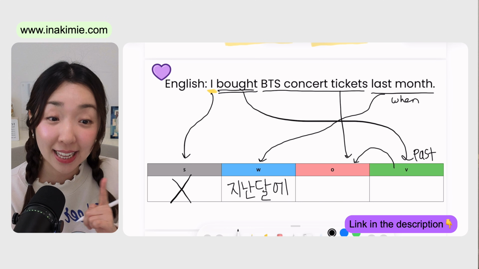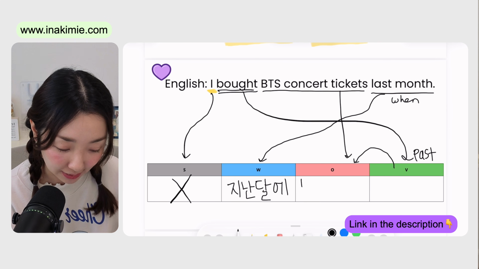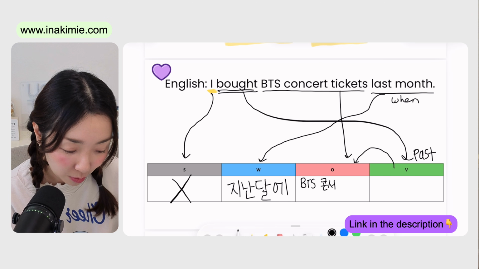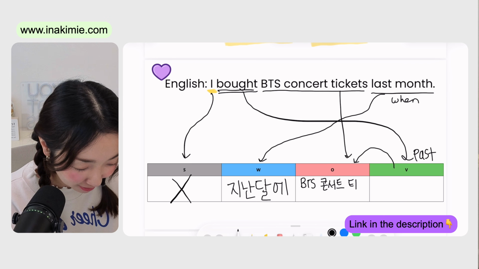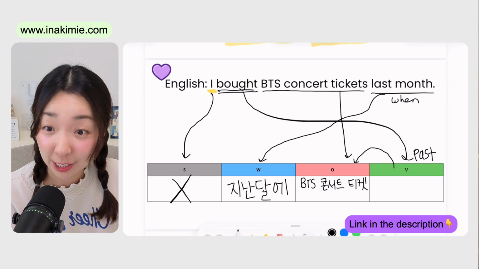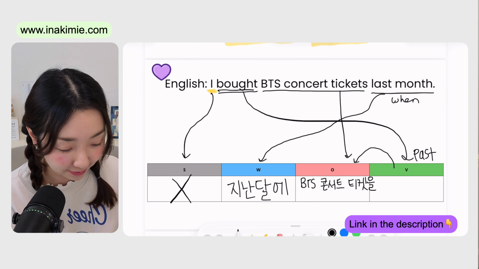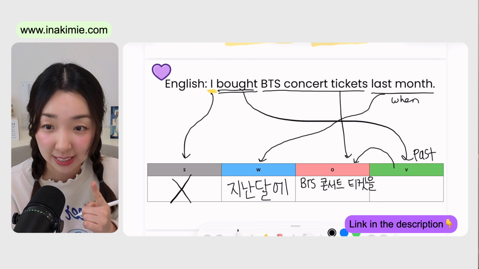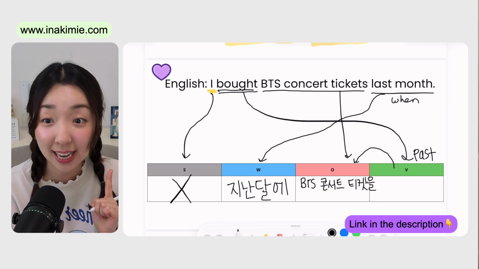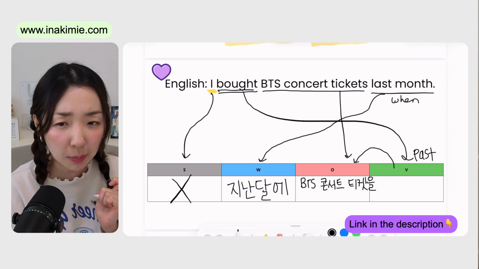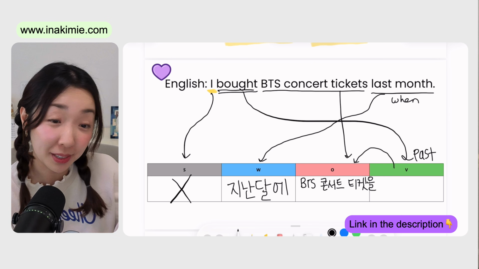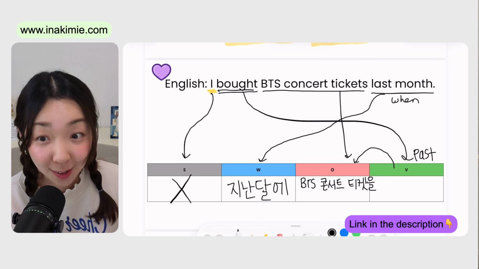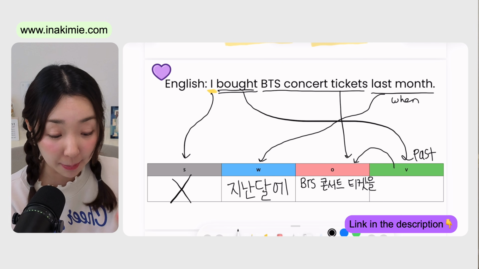지난달에. BTS concert ticket should be easy. It's just BTS and then concert is 콘서트, and ticket is just ticket, all English. And we need an object marker. 지난달에 BTS 콘서트 티켓을. Some of you are like, well, BTS can be Korean too. Yeah, you can say 방탄소년단 or BTS.